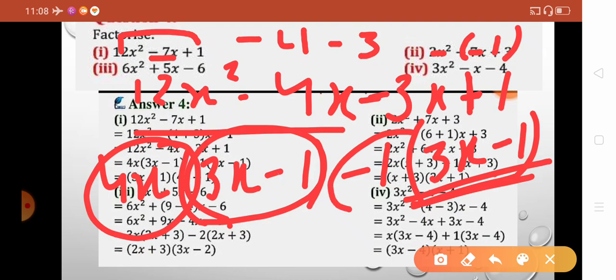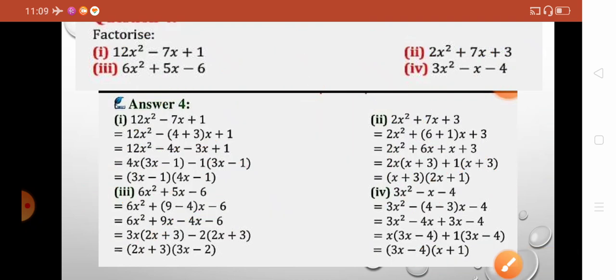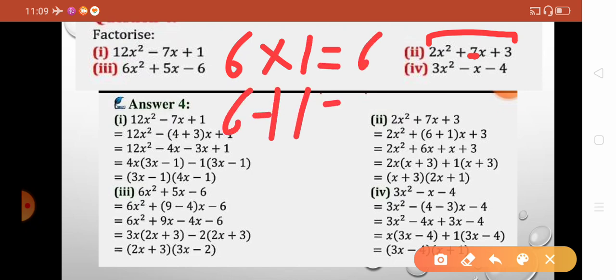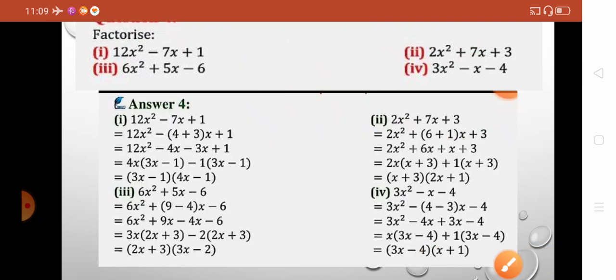and left with 4x minus 1. In a similar way we will solve 2x square plus 7x plus 3. What should you do? You have to take the sum as 7 and the multiplication is 3 multiply 2, that is 6. That means the multiplication should be 6 and the addition should be 7. So we can take 6 and 1, because 6 multiply 1 is 6 and 6 plus 1 is 7. So we will take 6 and 1 here, and we will solve this using the splitting the middle term method, and we will get the answer as x plus 3, 2x plus 1.